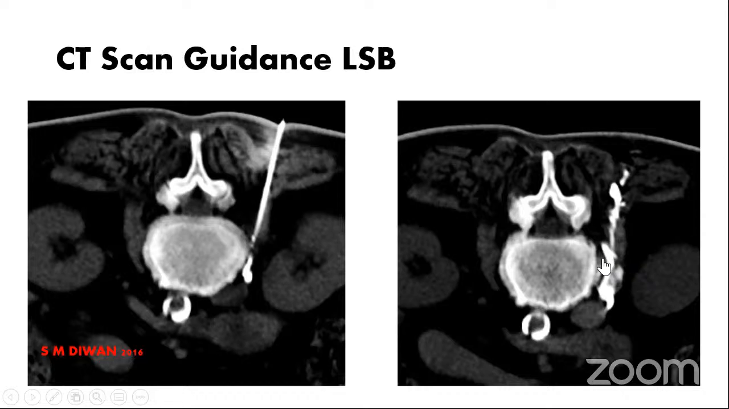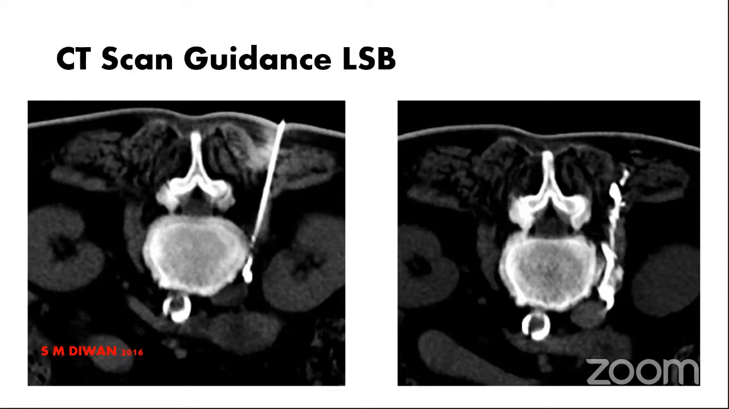So it also blocks the gray rami communicans. There is no dye which is going inside the neuraxial space. There is a dye which occupies in front of the psoas major muscle. This is the psoas major muscle, and this is at the level of L1 and L2. It's a bit higher up. Probably at the point of L3 would be more appropriate.